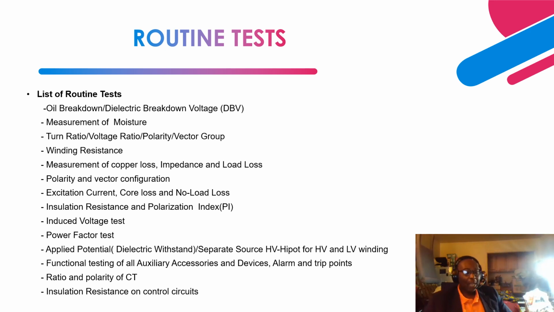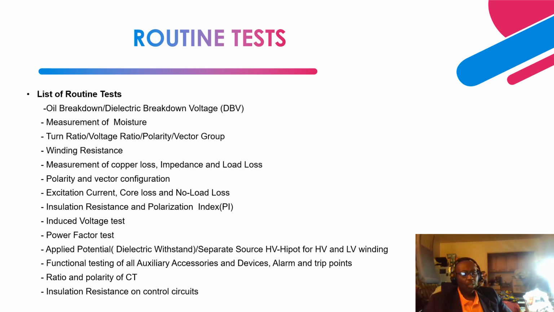Next test is the applied potential test. This test is also called a dielectric test or separate source testing for the high voltage side and for the low voltage side. This testing is a 1-minute test. It's to make sure that the insulation can withstand steady state operating conditions and also power frequency over voltage conditions.